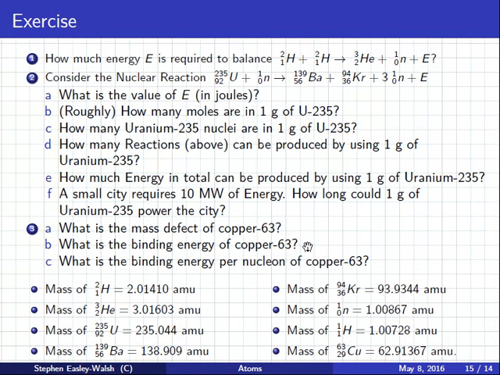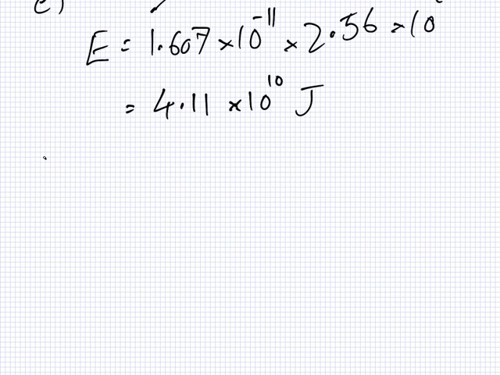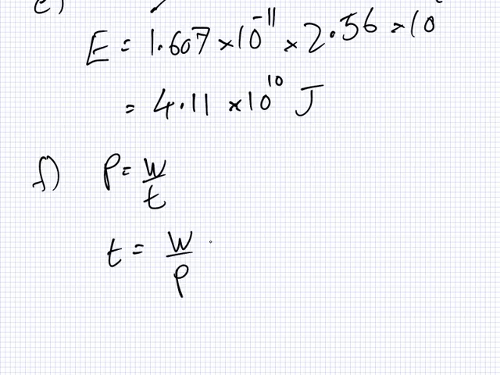Now, if a small city needs 10 megawatts of energy, how long could the 1 gram last? So, not a small city, more like a small town, that requires 10 megawatts of energy. How long could the 1 gram of uranium last in the power plant? So, power equals work over time. So time equals work over power, which is 4.11 times 10 to the 10 over power, which, what did I say, it was 10 megawatts, wasn't it?